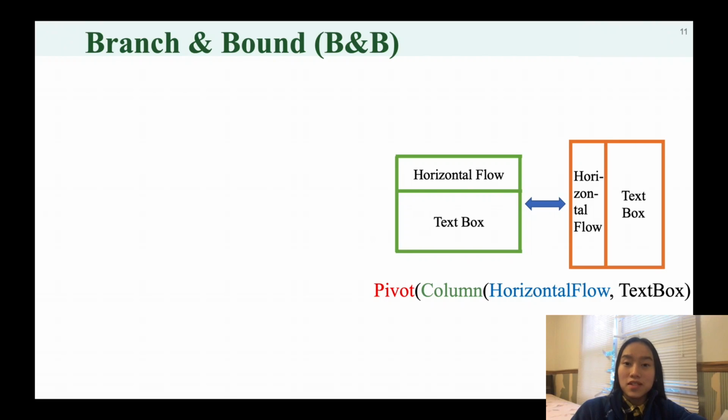Here we explain the main steps of the solver using a simple example. In this example, the horizontal flow layout may be a toolbar, and with the pivot, we allow the solver to place the toolbar either at the top or on the left. The solver processes the first alternative, the toolbar at the top first.